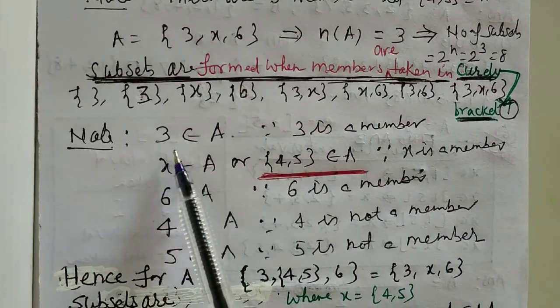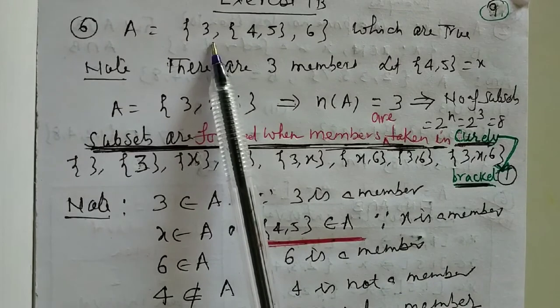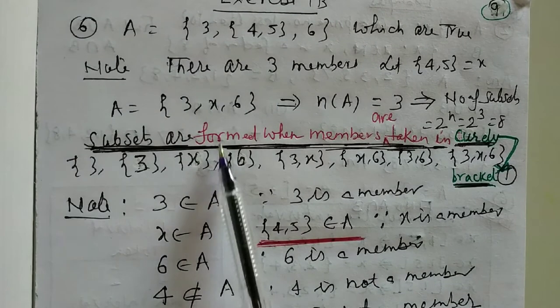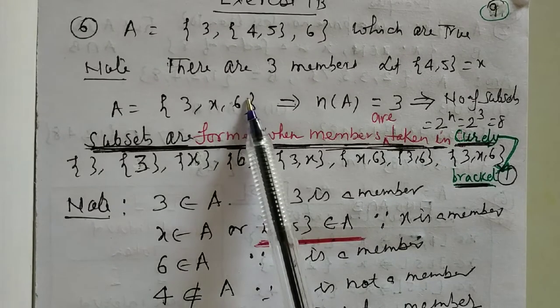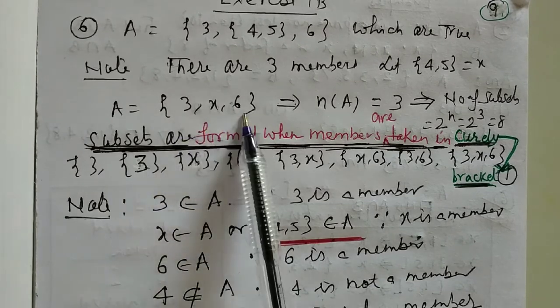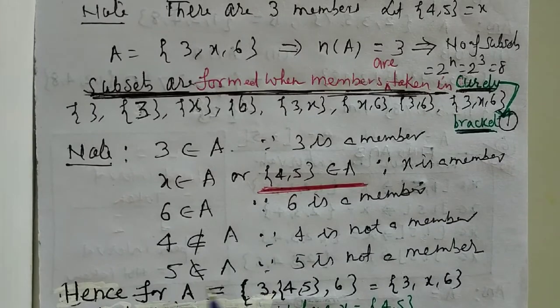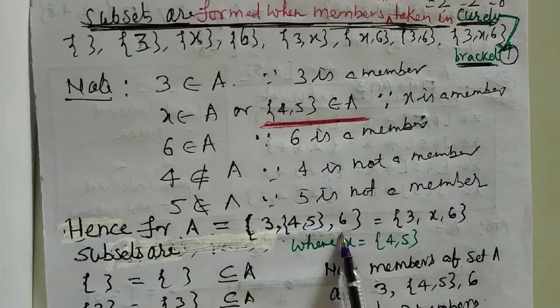Now 3 is a member of A. यहाँ देख सकते हो 3 is a member of A. X is a member of A. X यहाँ माने हो X is a member of A. And if you are putting the value of X, {4, 5} is a member of A. 6 is a member of A. 4 is not a member of A. 4 is not visible anywhere. So 4 is not a member of A. 5 is not a member of A. Hence, for A is equal to {3, {4, 5}, 6}.